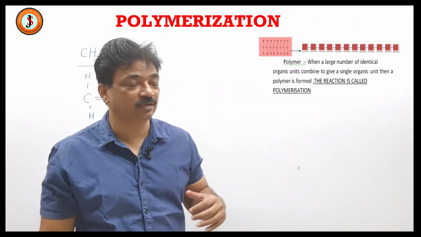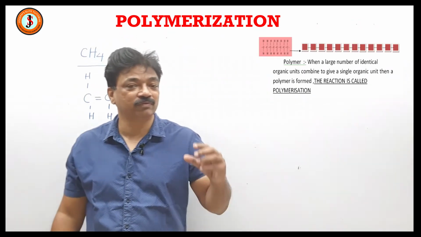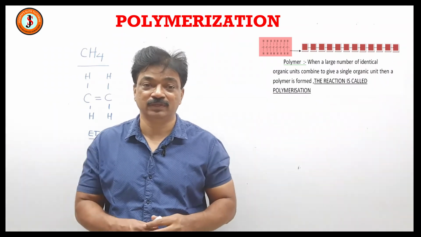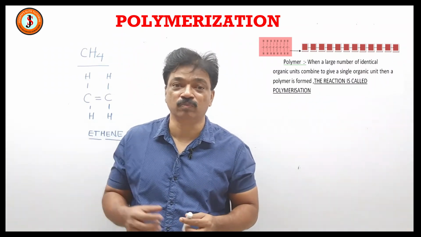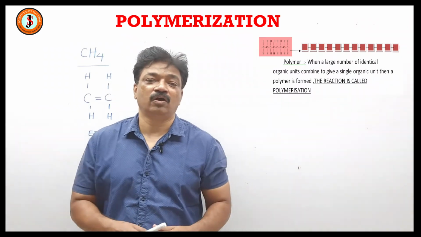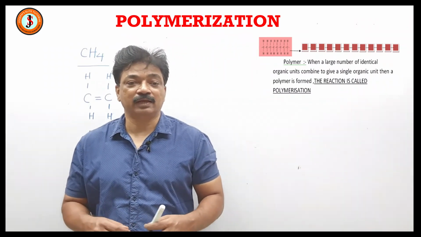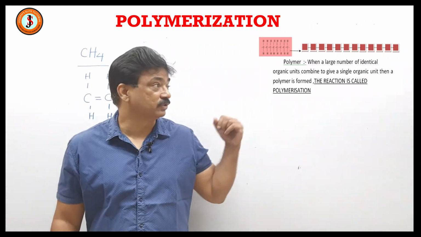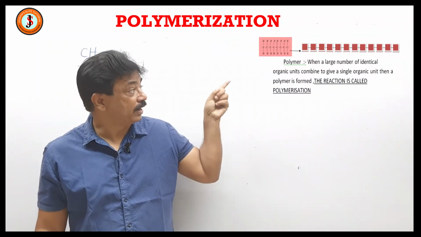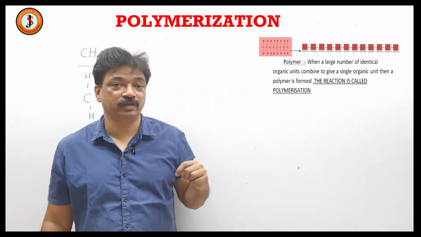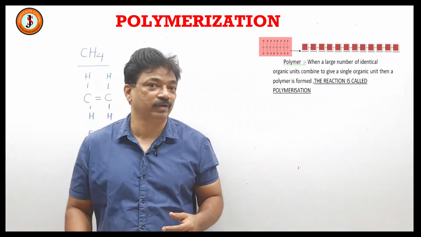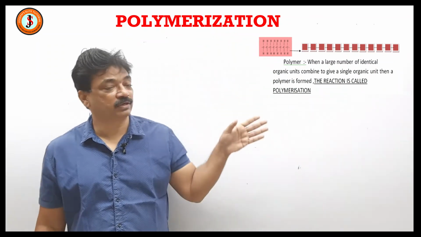So what is polymerization? First let us understand. Polymerization is that when small and identical organic units, each unit being called a monomer, combine to form a very large organic molecule, then the reaction is called polymerization reaction. So small and similar organic units called monomers are combining to form large organic molecules called polymers, and the reaction is called polymerization.